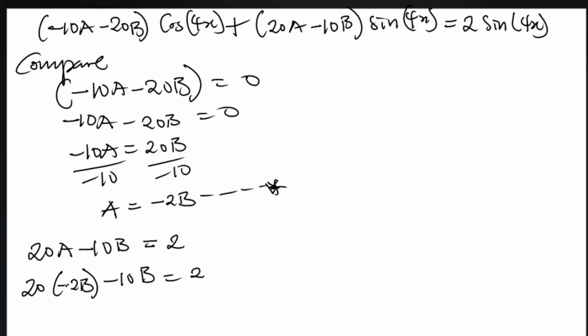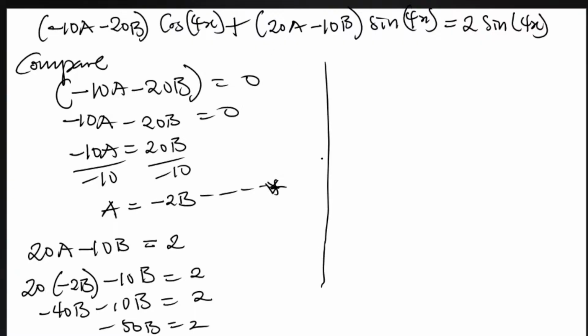Now what do we have here? This will simply give us minus 2 times, this will be minus 40b minus 10b, and this will be equal to 2. Are we together? So minus 40 minus 10 will give us minus 50b, and this will be equal to 2. Are we done? No, we are not done. So we have to get b. From what we have there, b is now equal to 2 divided by minus 50, and this will give us 1 divided by minus 25. So this is the value for your b.